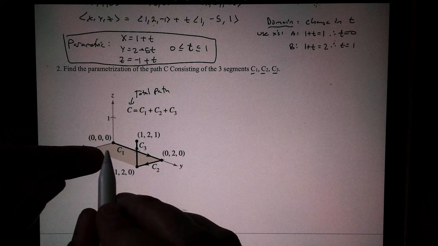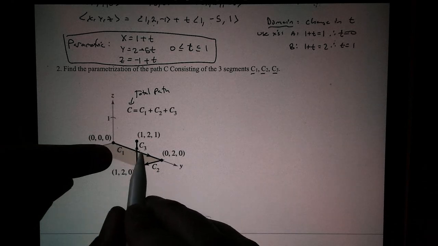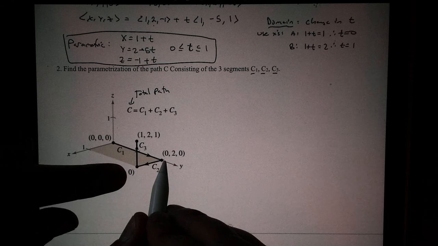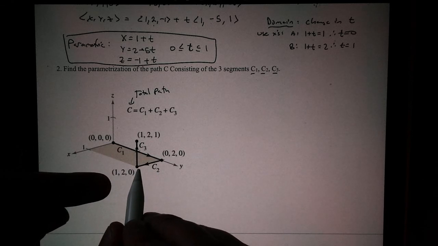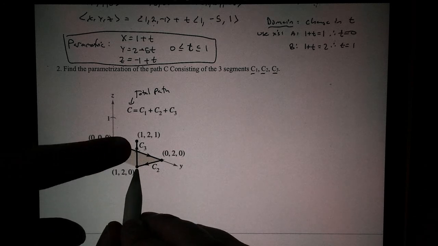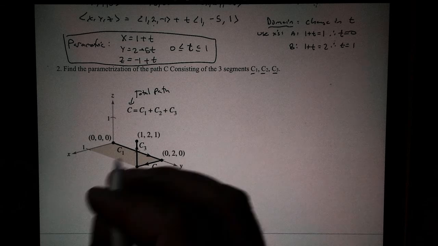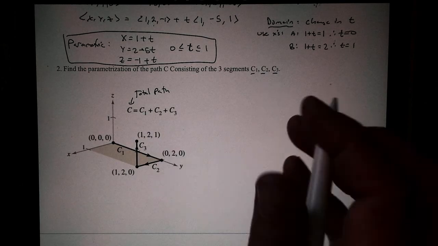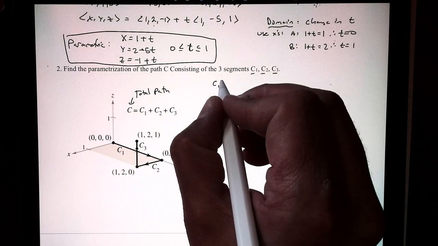So we're starting at C1, (0, 0, 0), and we're heading towards (0, 2, 0). So that's C1. C2 then starts at (0, 2, 0), ends at (1, 2, 0), and then C3 is the path going straight up to (1, 2, 1). So we're going to have 3 different parametric equations right here.